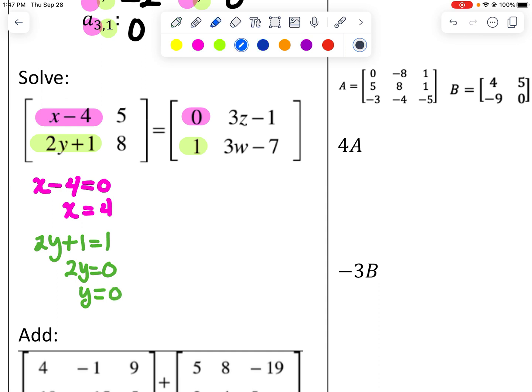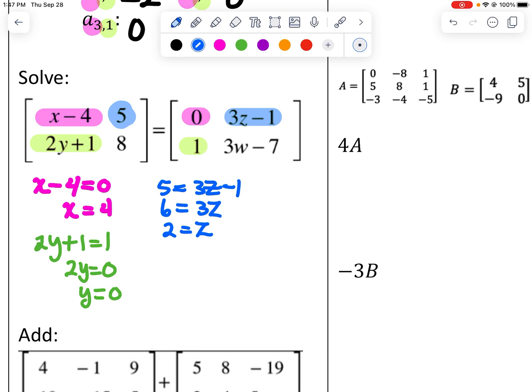And then we have first row, second column, first row, second column. So we must have the equation that 5 is going to equal 3z minus 1. So 6 is going to equal 3z. So 2 is going to equal z.